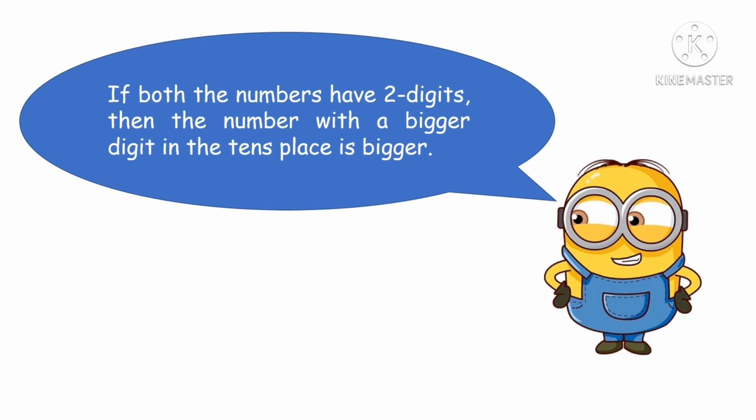Now coming to rule number 2. If both the numbers have two digits, then the number with a bigger digit in the tens place is bigger. Let us take 2-digit numbers like 65 and 15. We can see that both the numbers have equal number of digits, so now what to do? We will now observe the numbers in the tens place.